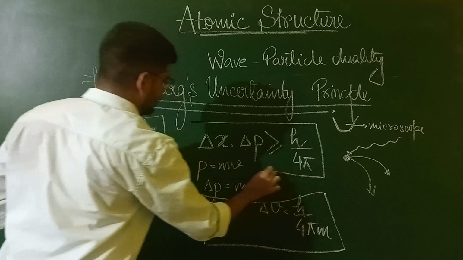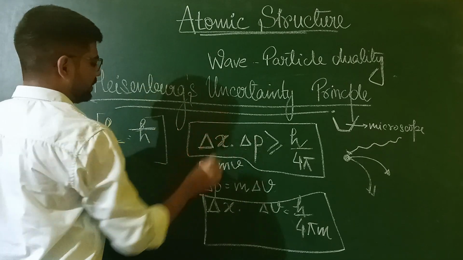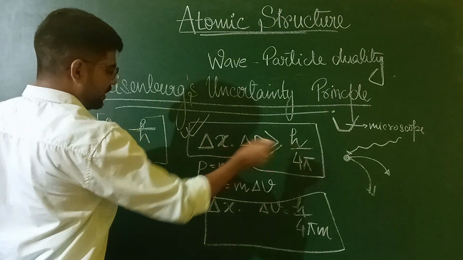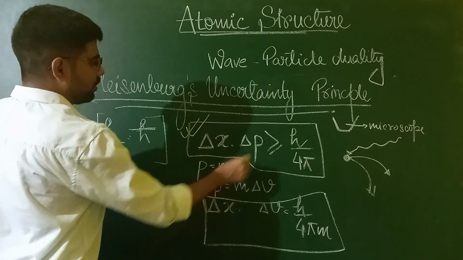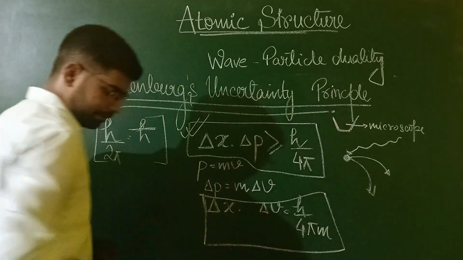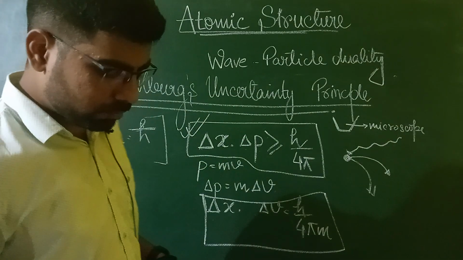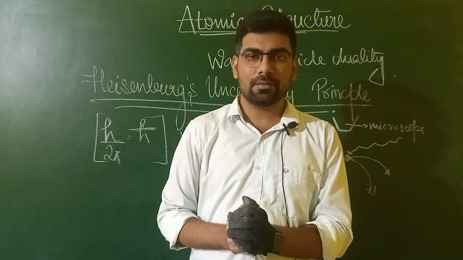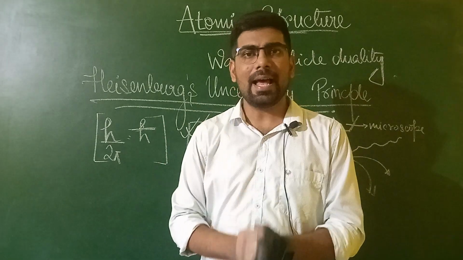So Heisenberg's uncertainty principle also has two expressions, deduced. One is del x into del p is more than or equal to h by 4 pi, and del x into del v equals h by 4 pi m. So these are the two scientists that talk about the wave and particle nature of an atom.